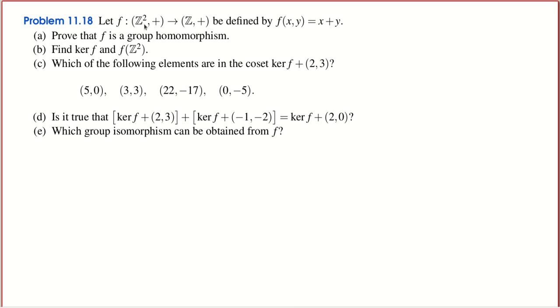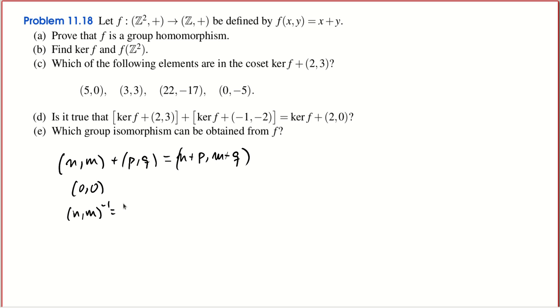Z² with addition is a group, right? We are talking here about the pairs of integers (n, m), and the addition, (n, m) + (p, q), for instance, is equal to (n + p, m + q), okay? This is a group, right? The neutral element of this group is (0, 0), and the inverse of (n, m) is, of course, (-n, -m), right?